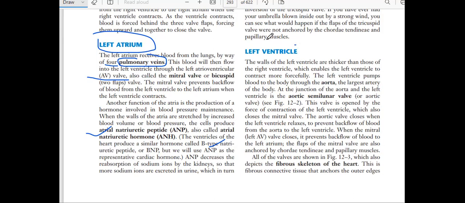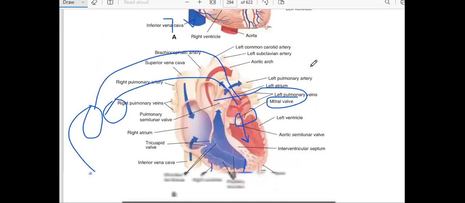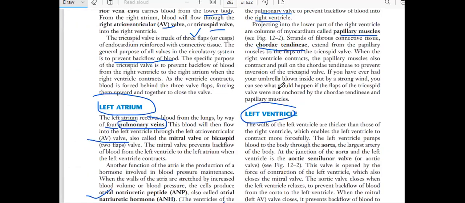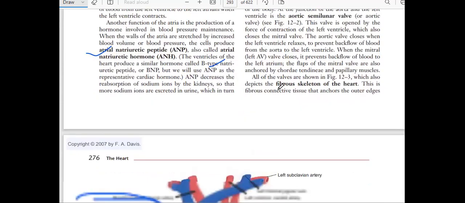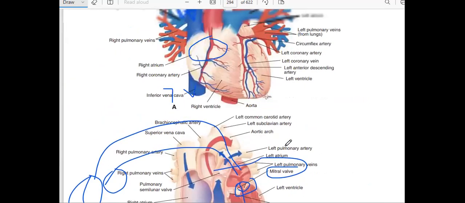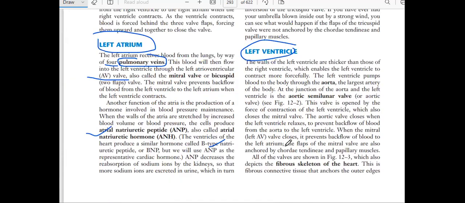Now we'll talk about the left ventricle. So here we have the left ventricle. The blood from the lungs reaches the left atrium and then reaches the left ventricle with the help of the mitral valve. Okay. From there it will go forward and send the blood to the whole body. What are the other functions?